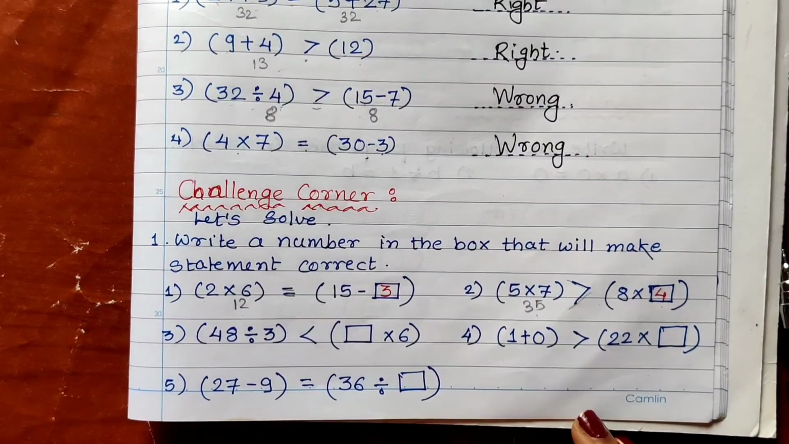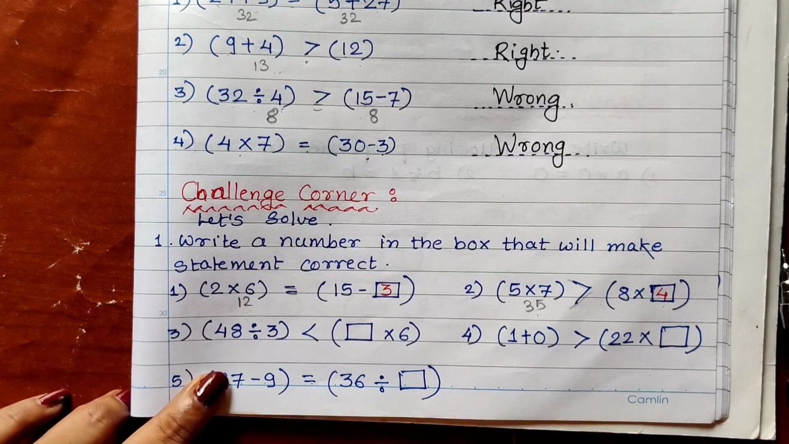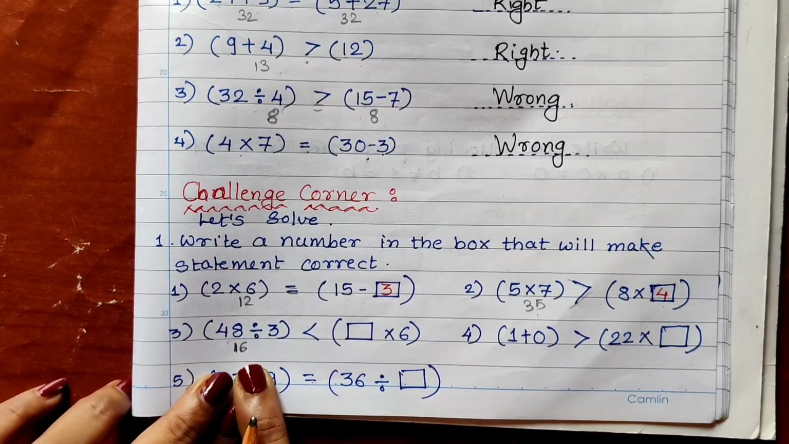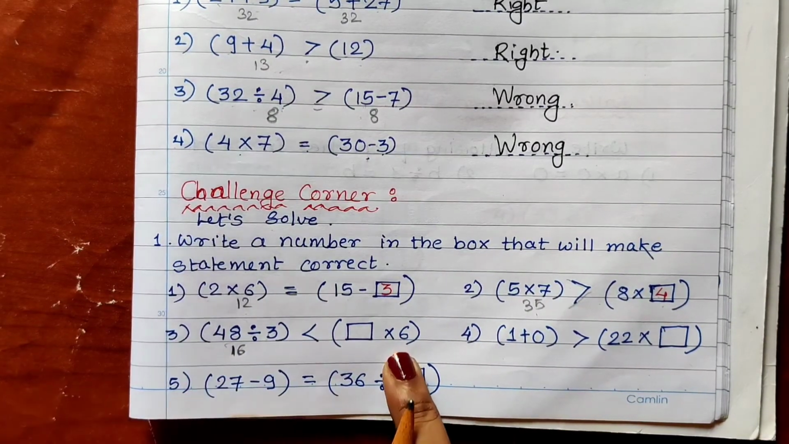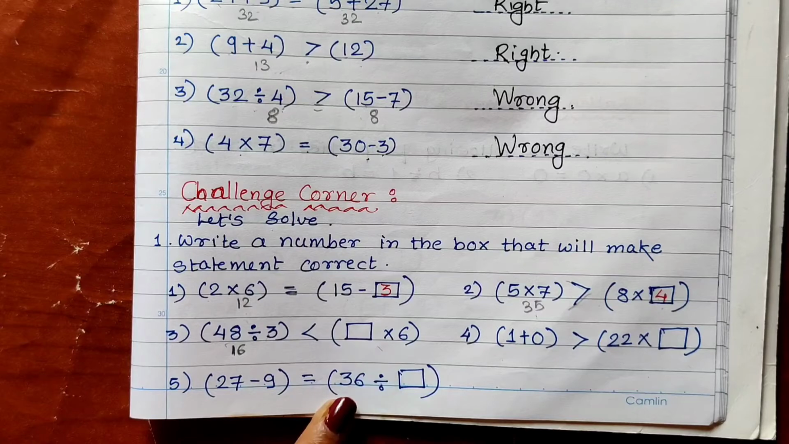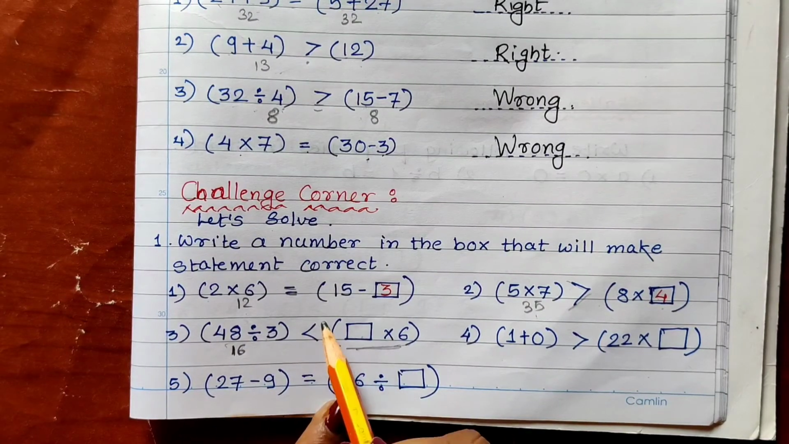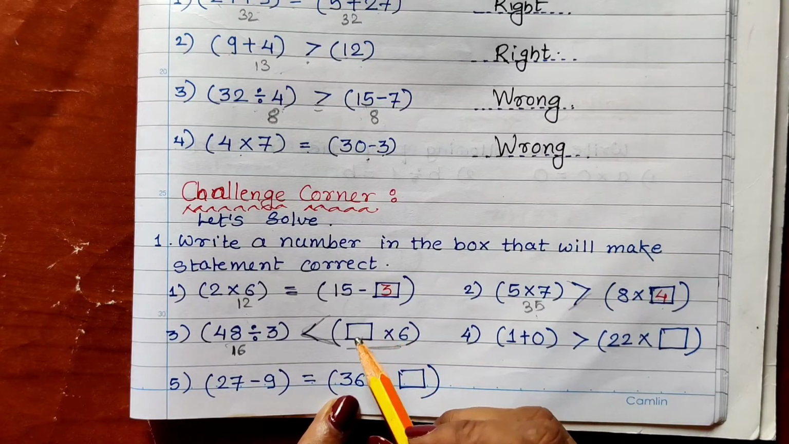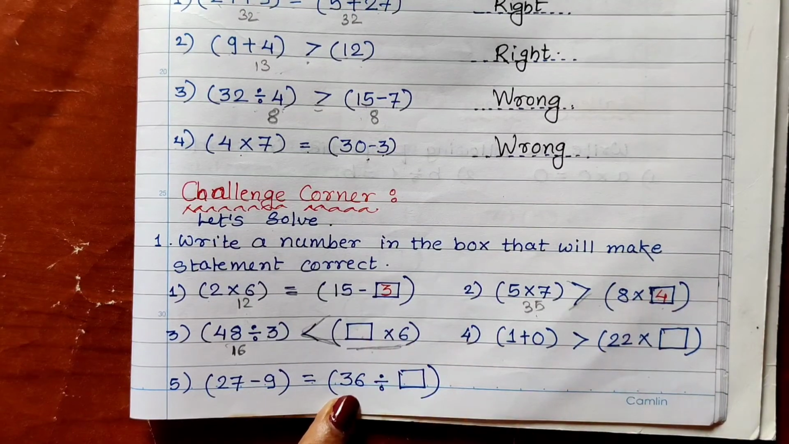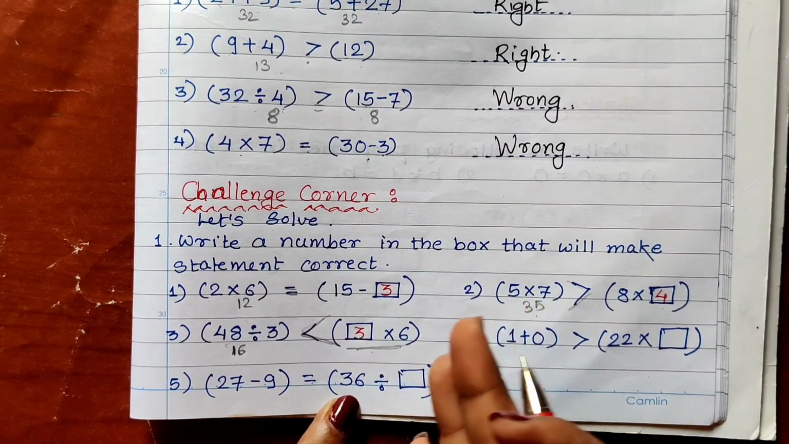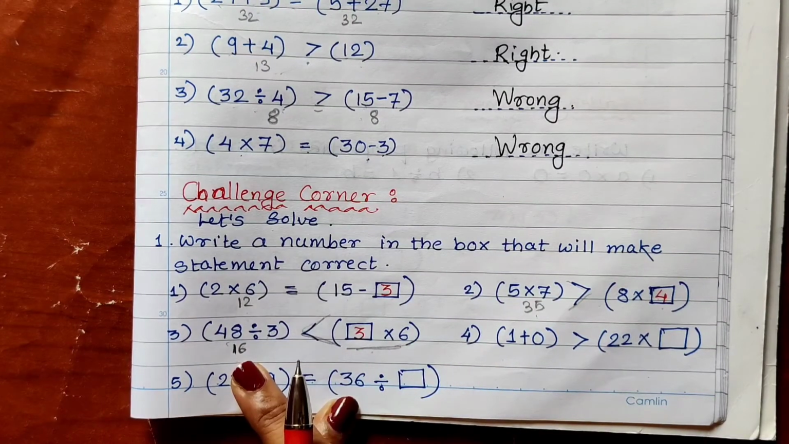Next, 48 divided by 3. What is the answer? 48 divided by 3. 3 1s are 3. 3 6s are 18. The answer is 16. So 16 should be smaller than this number. So we all know 6 1s are 6. We cannot write 1 here. It will be smaller. We require a number which is bigger. This symbol is open. So this answer should be bigger than 16. So 6 1s are 6, 6 2s are 12, 6 3s are 18. So you can write from 3. You can write 3, 4, 5, 6, any number. So I write 3. 6 3s are 18. You can write 6 4s also, because that will be bigger than 16.